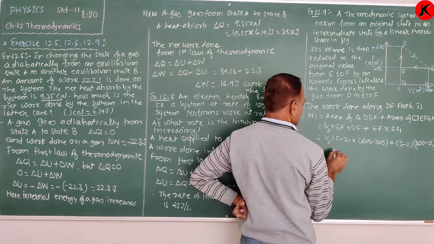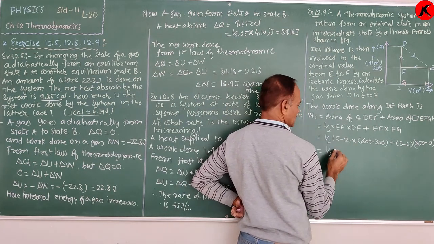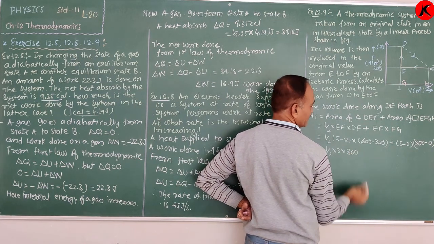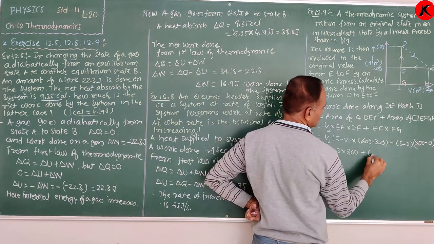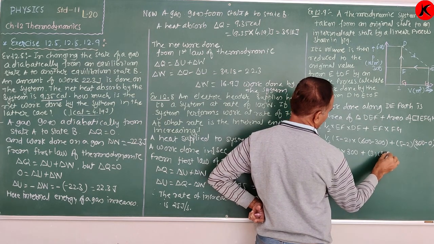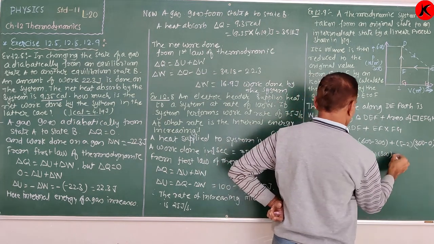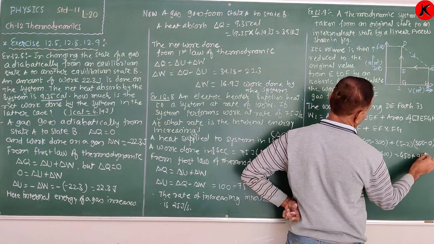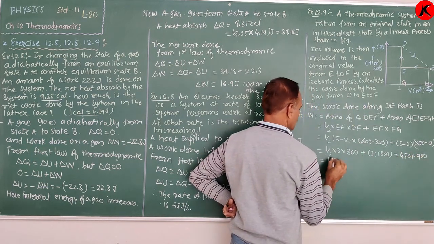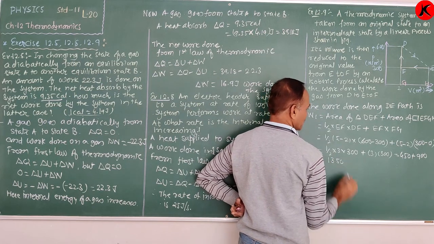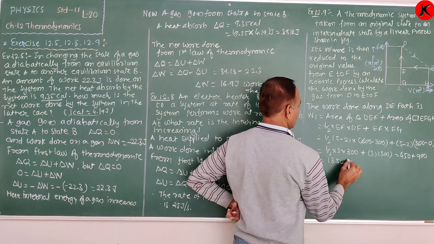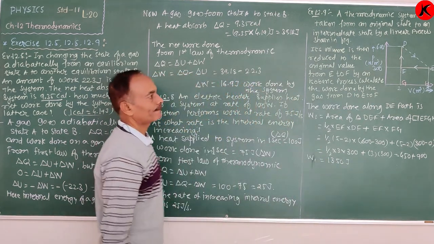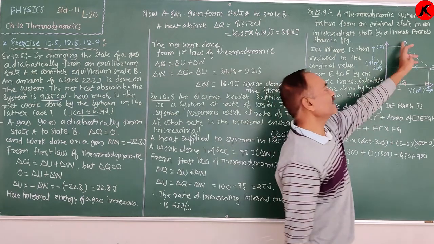Therefore, there is the half. 5 minus 2, 3. 600 minus 300, 300, plus 5 minus 2, 3, and 300. So it's equal to 450 plus 900, so 1350. That much joule work is done. Right? Second case for D to E we completed.